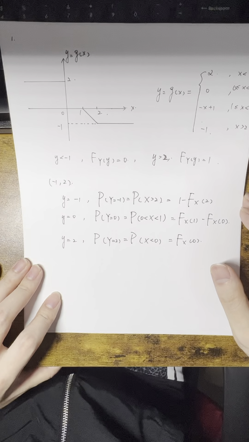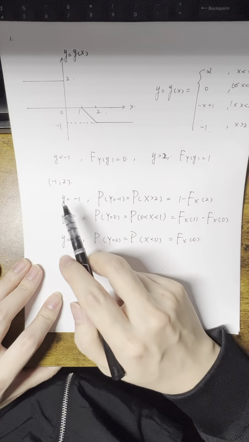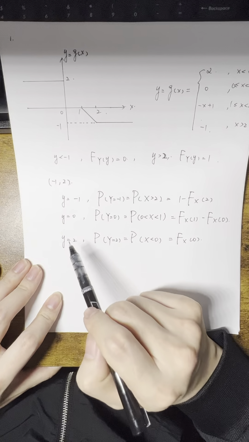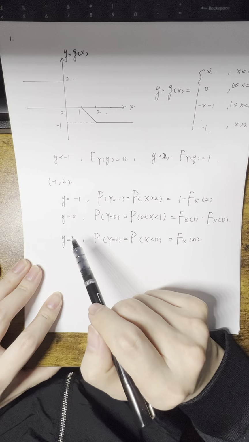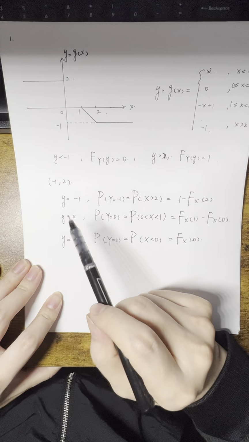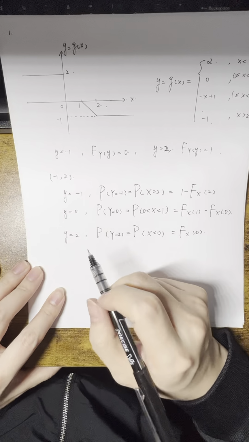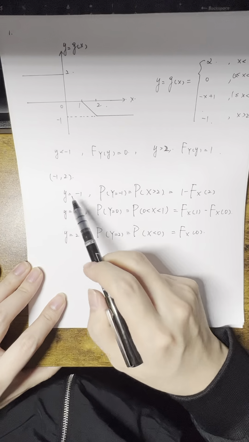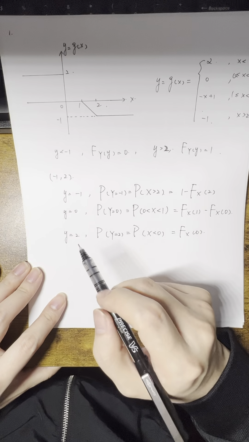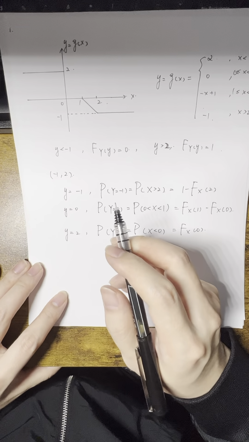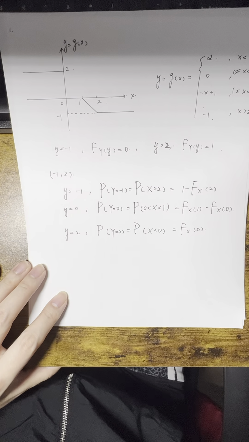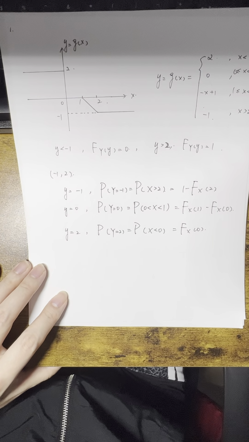So we get the distribution function of Y at those 3 points. Now we need to discuss what its distribution function and density function are between those 3 points.